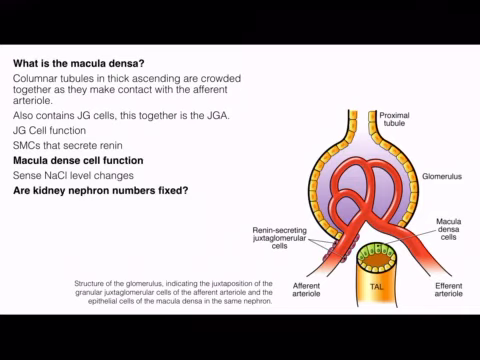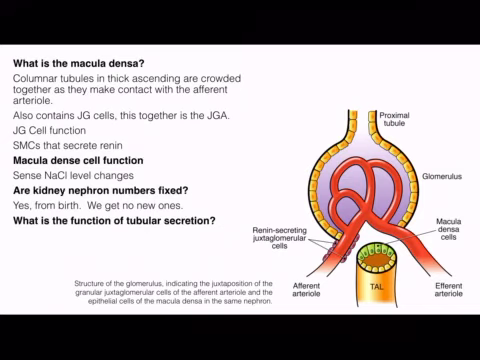Are the kidney nephron numbers fixed? Yes, from birth. So destruction, kidney injury, that's why it's so bad. We don't have regeneration. What is the function of tubular secretion? To remove something from the bloodstream. So the tubule is secreting from its epithelium, from the basolateral to the apical surface, into the filtrate to be micturated out. So secretion is excretion. Okay?